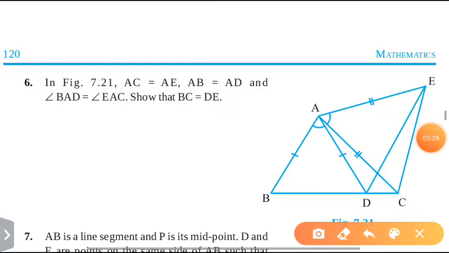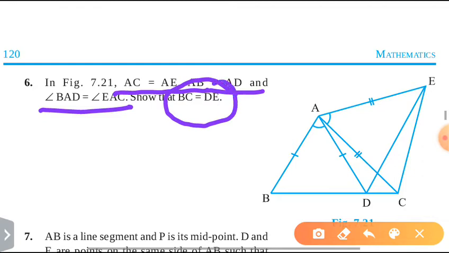Now this is the next question, question number 6, and in this question you have to prove what is mentioned. You can see that AC and these three things are given, and we have to prove BC equal to DE. BC, that means this whole line, is equal to DE. That means DE is this line. So you have to concentrate on which two triangles are formed by these two lines.